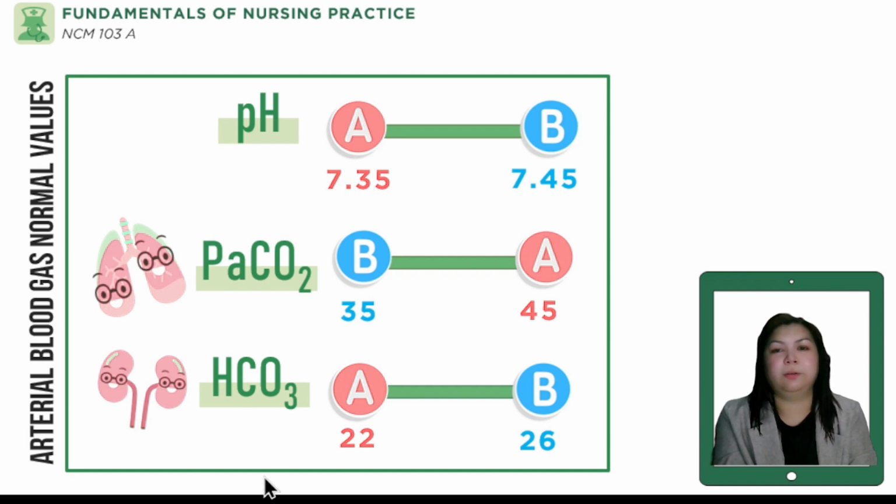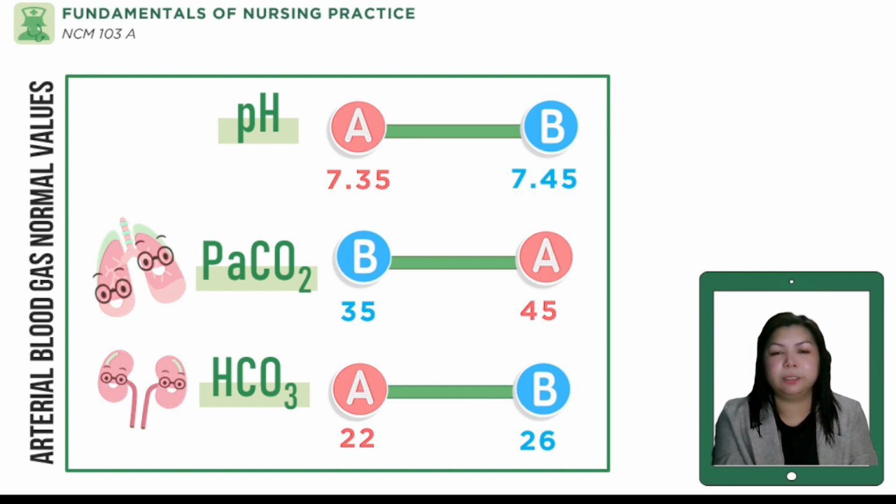Okay. Now, if you have a partial pressure of your carbon dioxide that is below 35, that is alkalosis. And if you have your partial pressure of carbon dioxide above 45, then that is acidosis. And then you have bicarbonate. If the bicarbonate is below 22, then that means you are having acidosis. And if your bicarbonate is above 26, then you are having alkalosis. Okay.